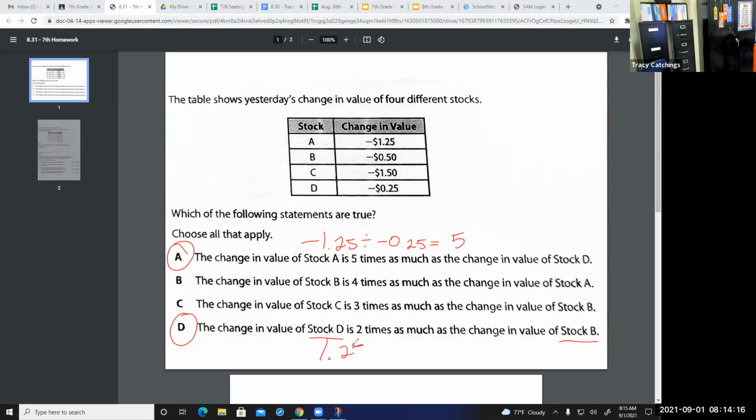Did you say 1.25 and 150? And you got 2. Had to be switched around. 0.50 divided by 0.25 is 2. All right. They said stock B. Now look at what they said. Stock B is 2 times B. So is 50 cents times 2 your 25 cents? No, it's 0.5. That's what this one is saying. Stock B is 2 times B. So B times 2 will give us B. Is that true?